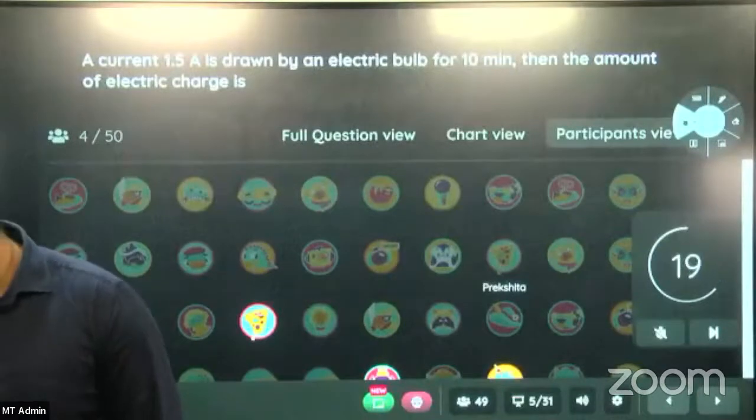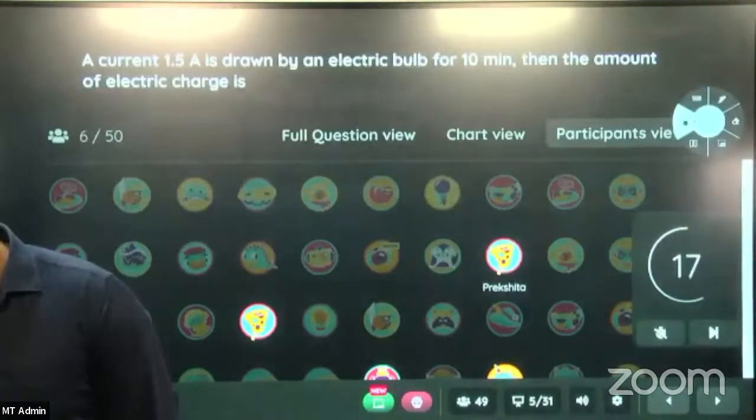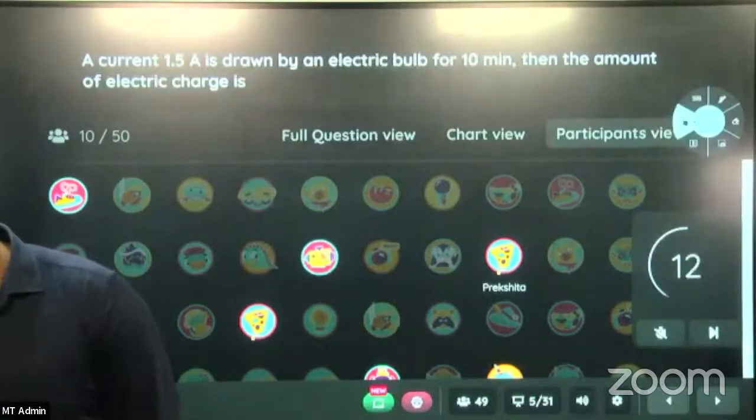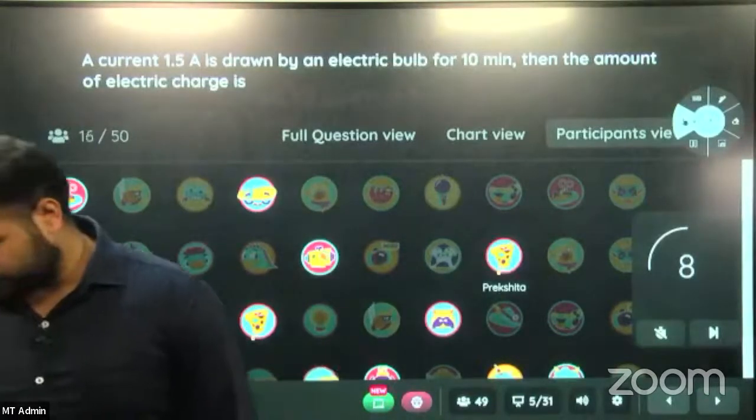Surbi, Laiba, Lalit, Manas, Nihita, Om Shenegar, Om Kanere. Who's this? Redmi, please rename yourself. Raman Patil.